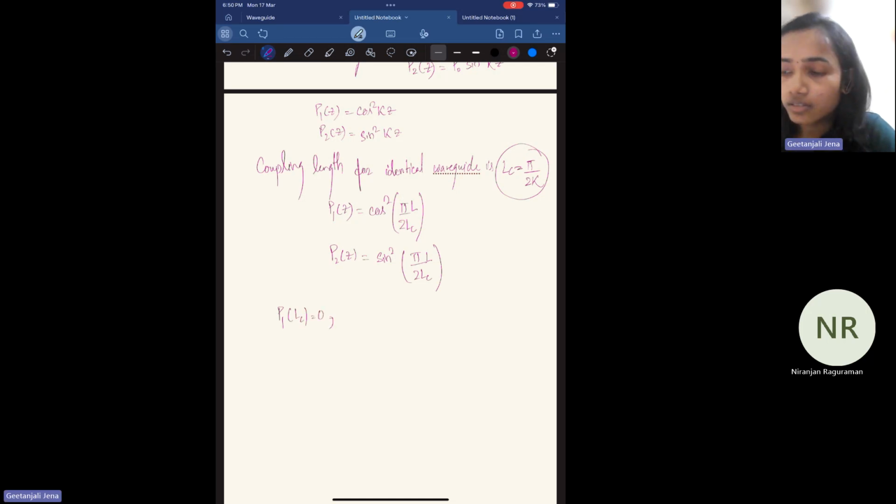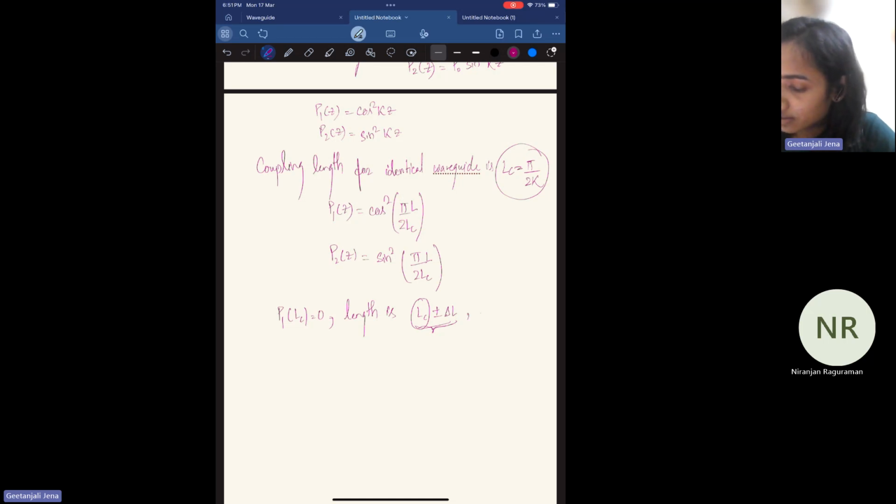But it is asking us to calculate the fabrication error that the waveguide can tolerate so that the power in the first port is less than 0.01. So let us say the length is LC plus or minus delta. We will calculate the length in terms of LC because LC will remain constant for given parameters of the fiber. If kappa remains the same, LC will remain constant. That is why we have taken this constant to express the fabrication error.